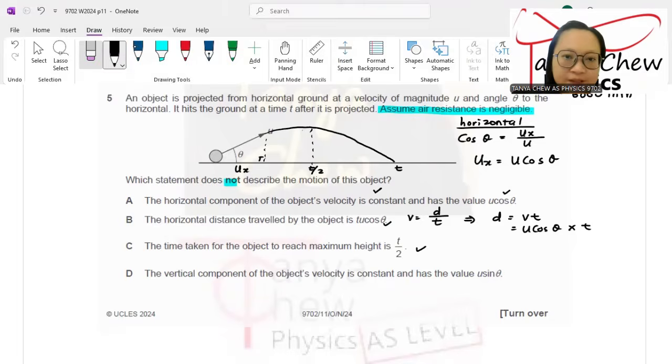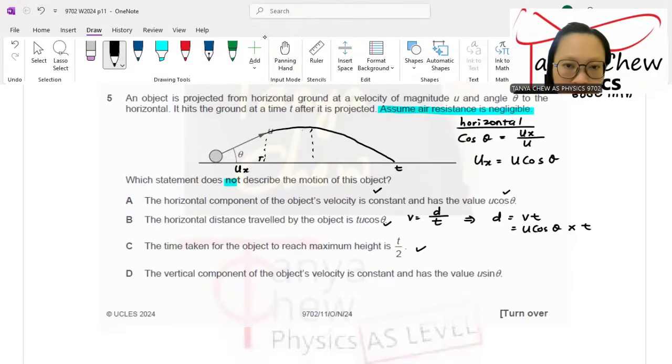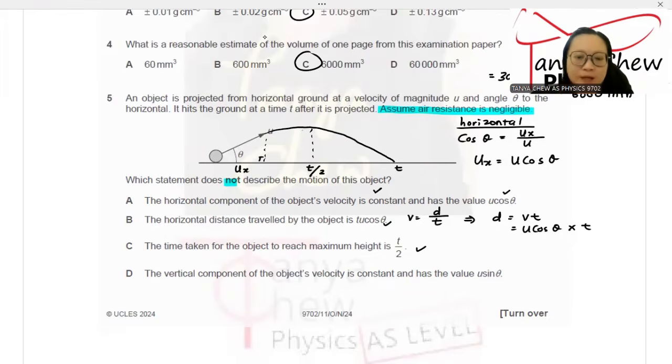I'm going to write it nicely right here. Okay, this statement is definitely correct. T over 2. D, the vertical component of object's velocity is constant and has the value of u sine theta. U sine theta is wrong. So D is the answer.